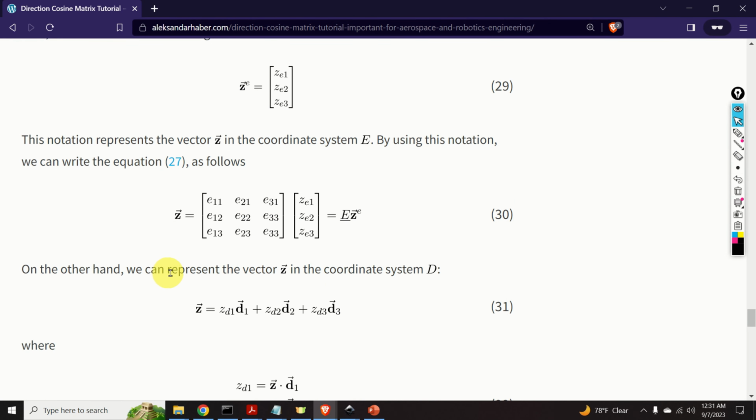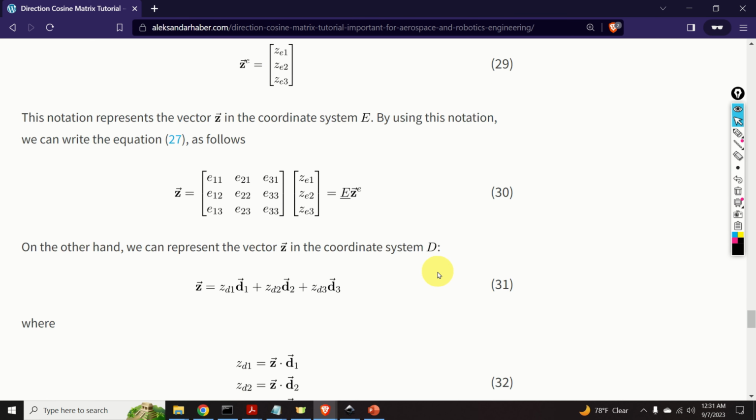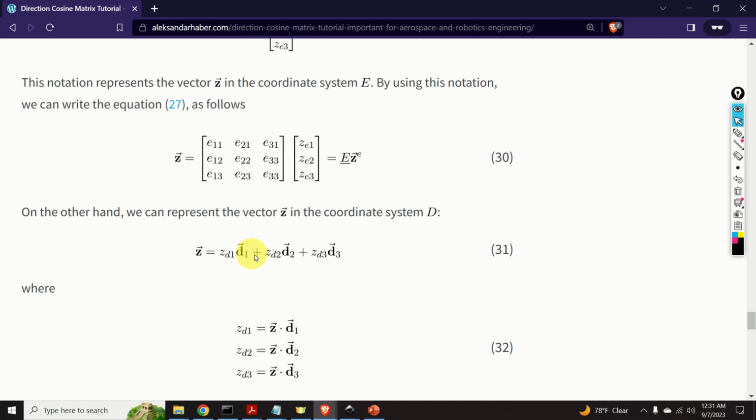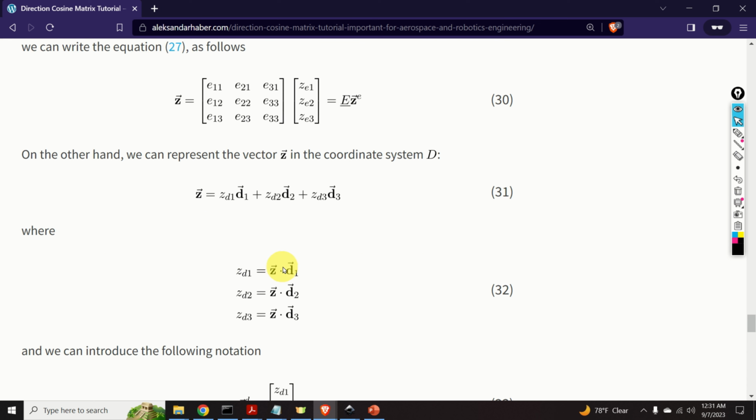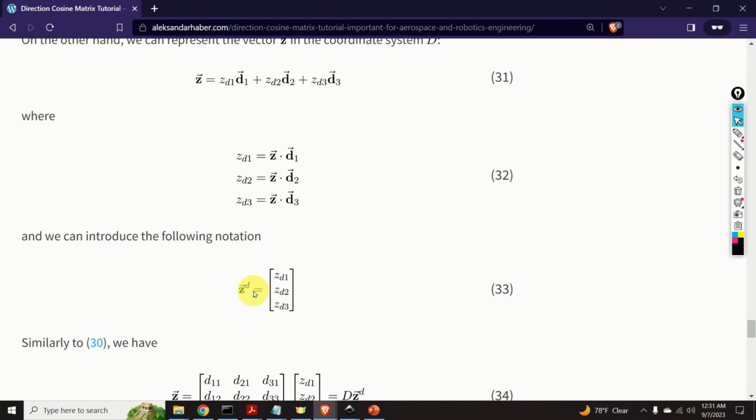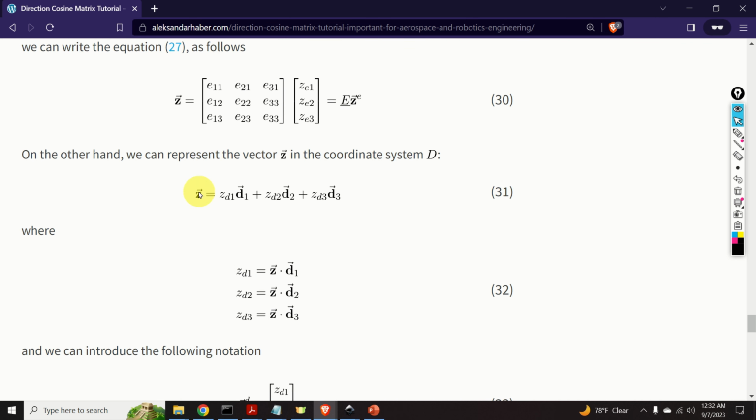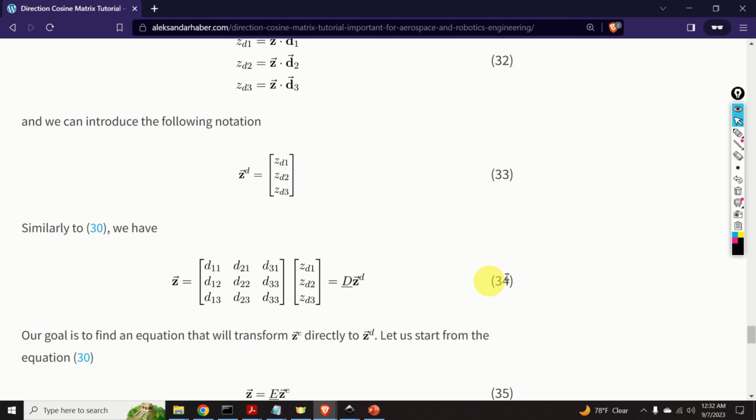On the other hand, we can represent the vector z in the coordinate system D. Again, we use the unit vectors d1, d2, and d3, and we compute the projections by scalarly multiplying z with d1, d2, and d3. Next, we can introduce this notation, z with the superscript d. This means that we are representing the vector z in the coordinate system d. That is, by using the projections of the z vectors onto the coordinate axis of the coordinate system d. And from this equation, we can obtain this matrix equation.